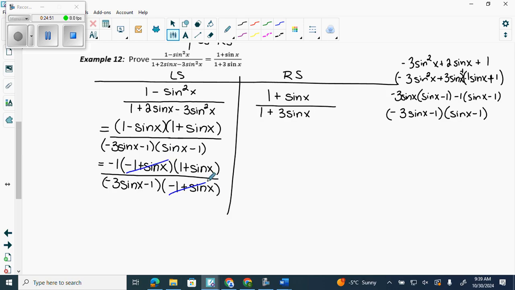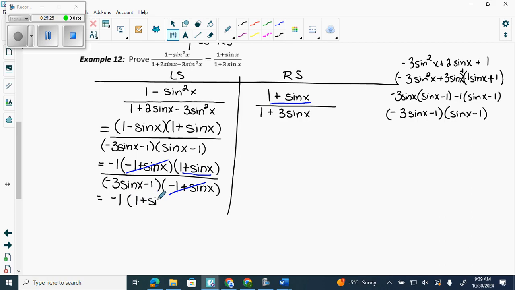Now I look up here and I say 1 plus sine x. Yay, 1 plus sine x. 1 plus 3 sine x. What? No. They're so close, but so wrong. Positive 1 plus 3 sine x, negative 3 sine x minus 1. They're the exact same, but what? Opposite signs, correct? Negative 3 sine, positive 3 sine, negative 1, positive 1. How do I fix that problem? Take out a negative 1. So I'm going to have negative 1 bracket 1 plus sine x.